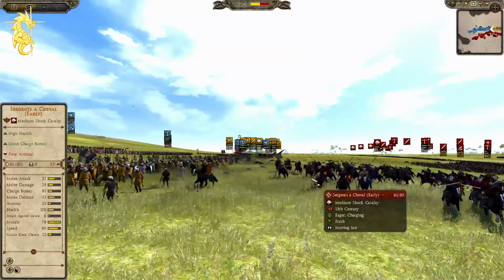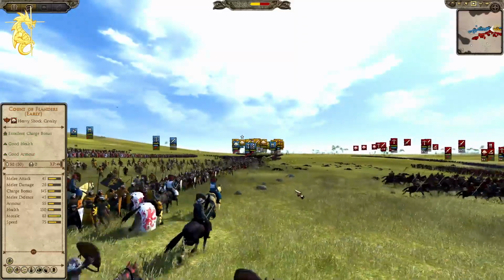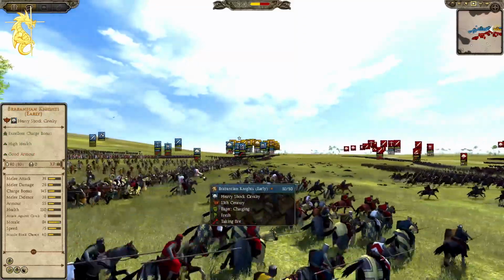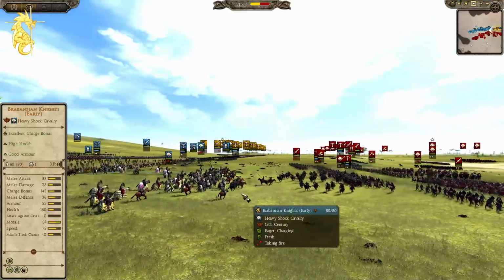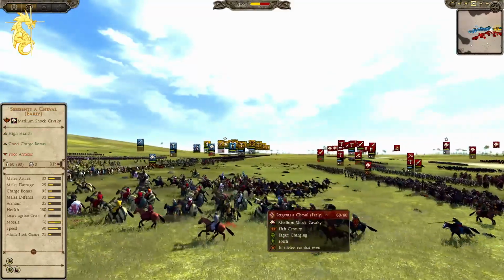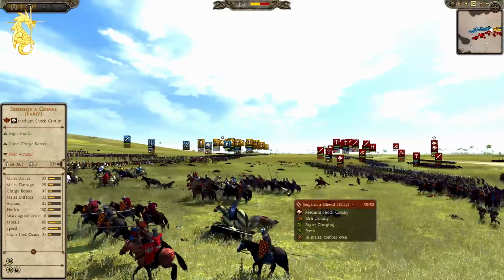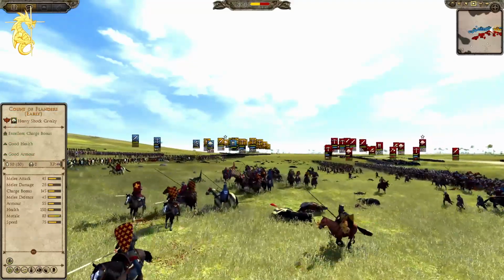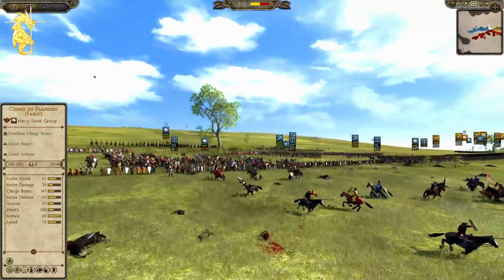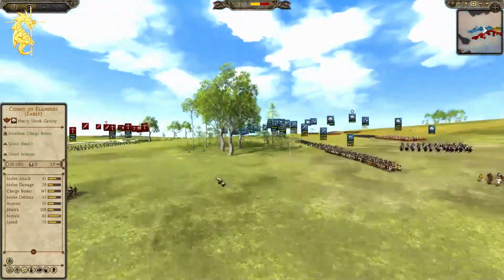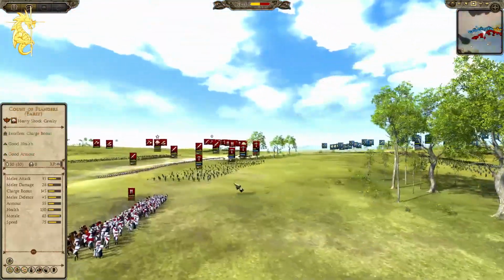Sergeants au cheval. Actually, they looked like they were going to try and go for a last-minute charge. Some good cav play. Look at that. The Sergeants au cheval turning around and actually catching the knights as they tried to disengage. Nice move. Good cav play, both sides.